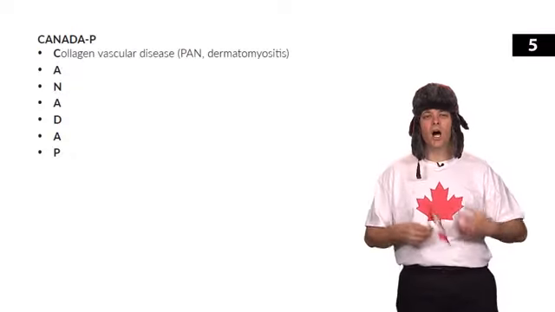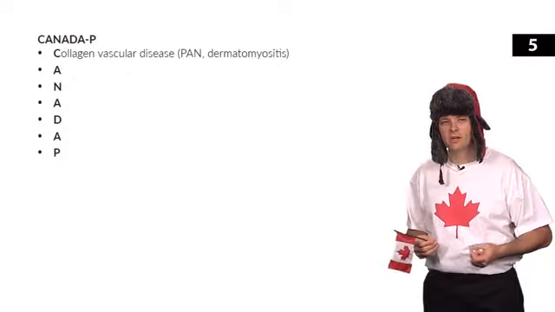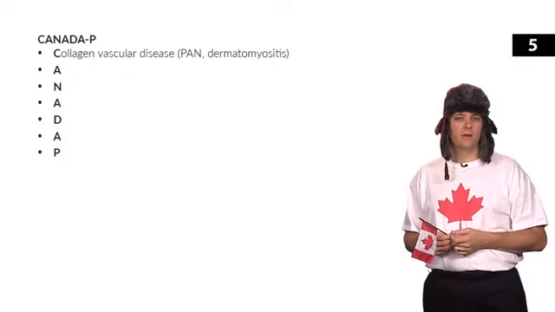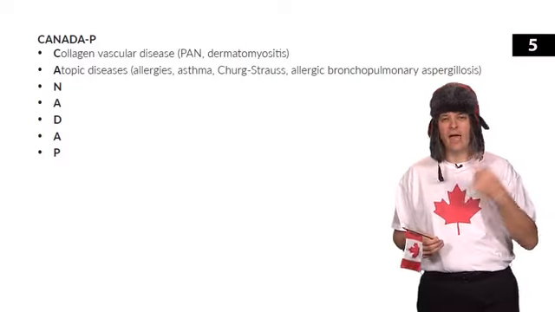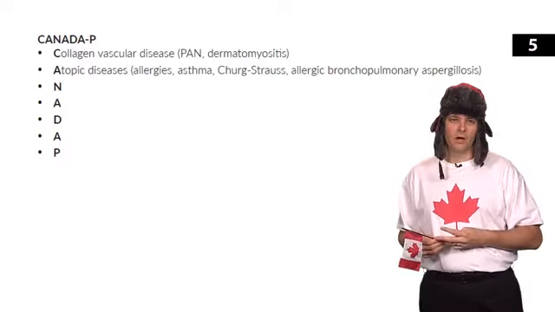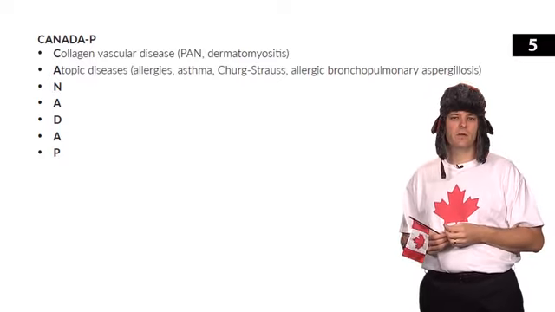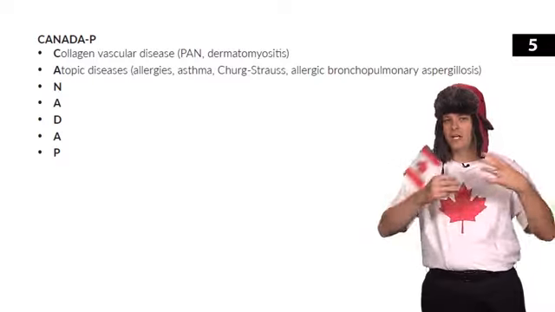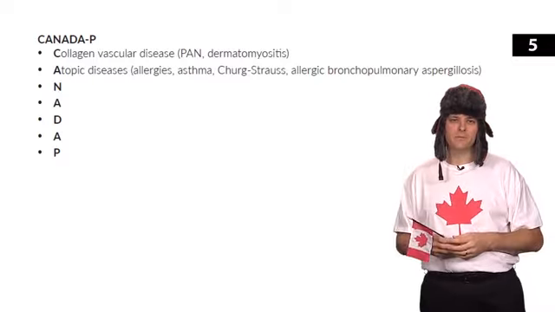So C is for collagen vascular disease. This includes things like polyarteritis nodosa or dermatomyositis. The first A is for atopic diseases, allergies, asthma, Churg-Strauss disease, which is associated with asthma. Allergic bronchopulmonary aspergillosis can cause eosinophilia. Remember, allergies are associated with IgE, and you can link IgE and eosinophils in your mind.